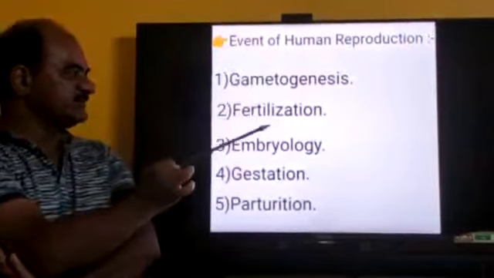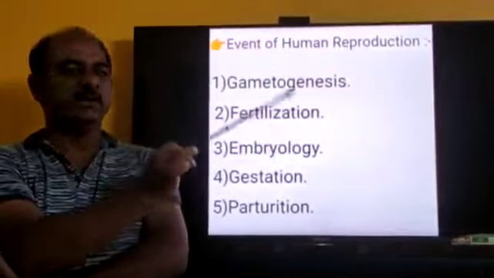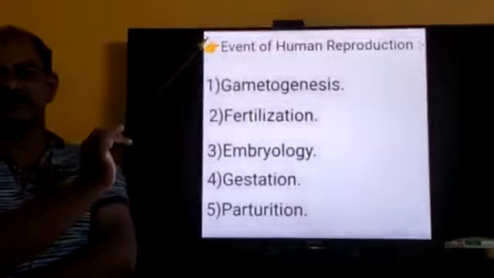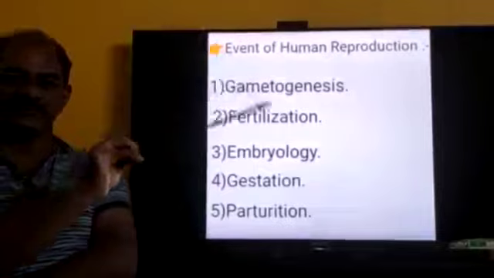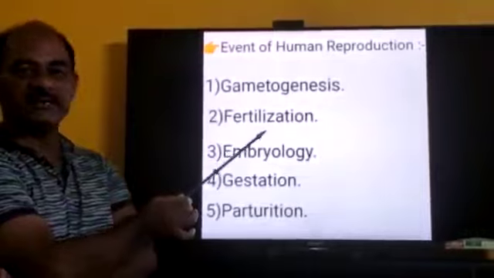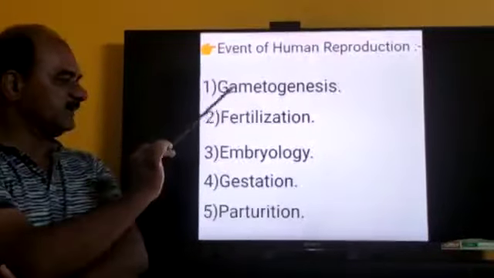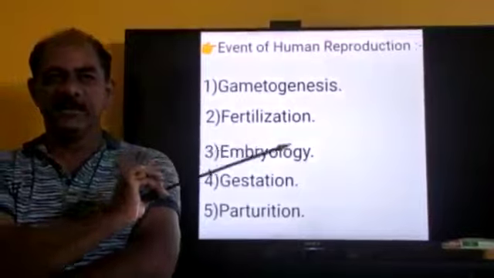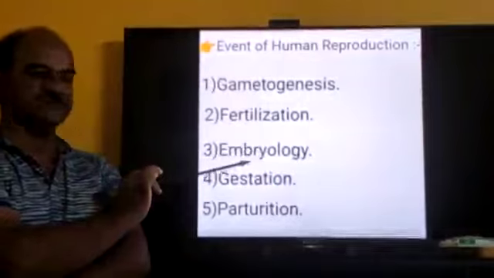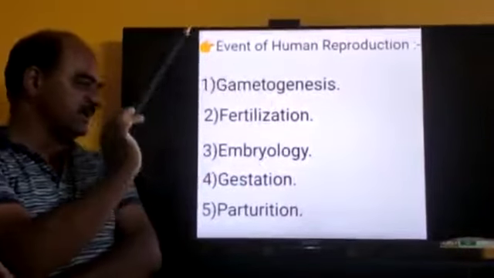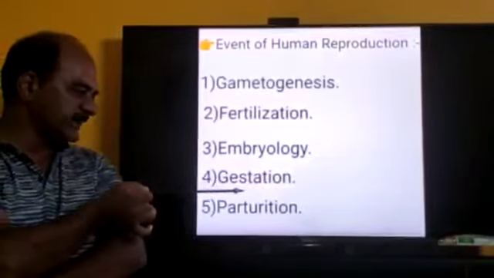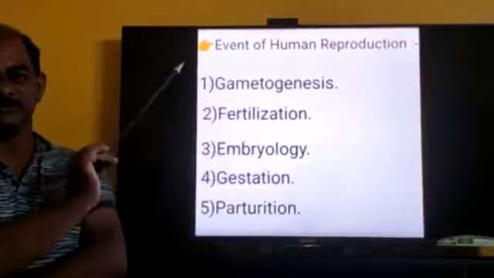After gametogenesis, the fertilization process occurs. Fertilization is a process in which a haploid male gamete fuses with a haploid female gamete, and then a diploid zygote is formed. After fertilization, embryology starts. Embryology means the developing stage of an embryo. During embryology, it starts from the zygote and continues through the gestation period and ends in parturition.